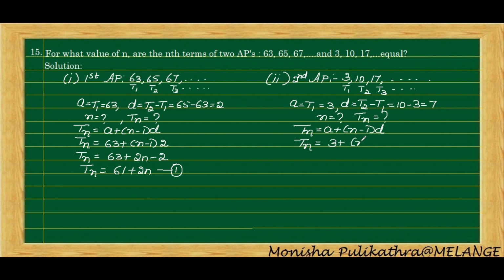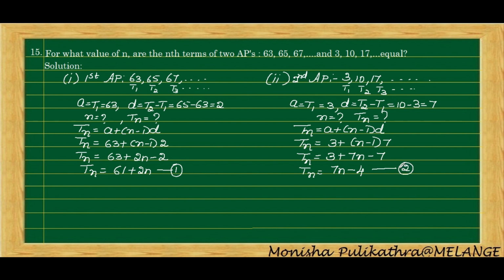A is 3, plus n minus 1 as it is, and D is 7. So Tn is equal to 3 plus 7 into n, 7n, minus 7 ones are 7. So Tn is equal to 7n as it is. Next, 3 minus 7 is minus 4. So let it be the second equation.